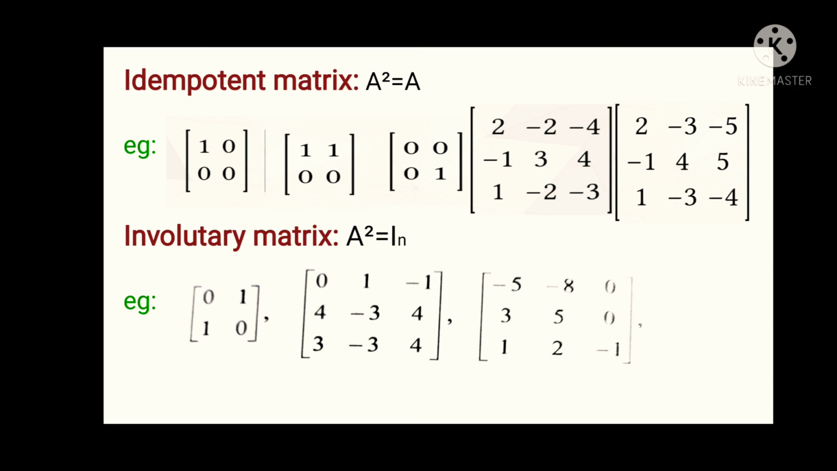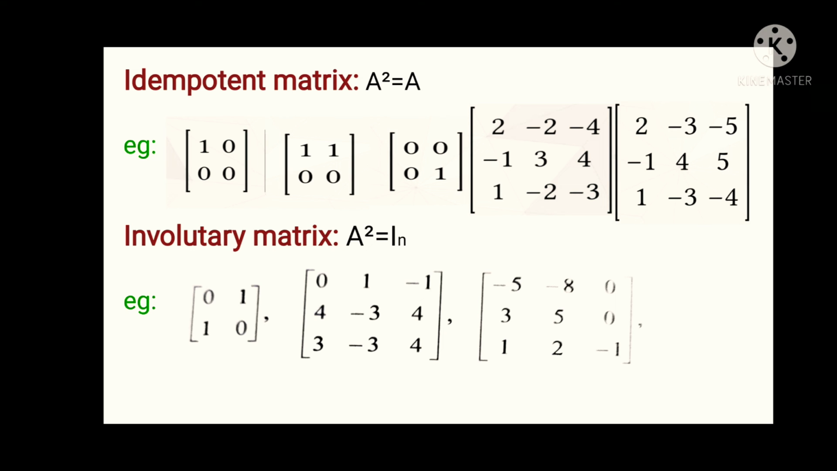And coming to the idempotent matrix, which means the square of the matrix is equal to the given matrix, then it is said to be an idempotent matrix. If you see the example, we can easily identify the idempotent matrix for 2 by 2 order, but 3 by 3 order is somewhat difficult to remember. I will tell you something about this.